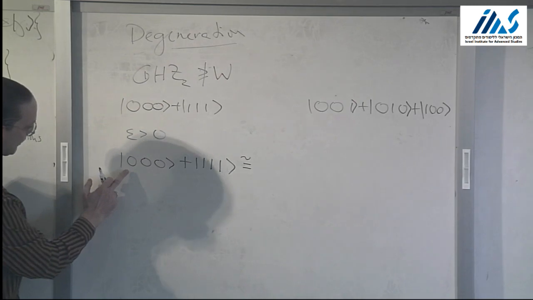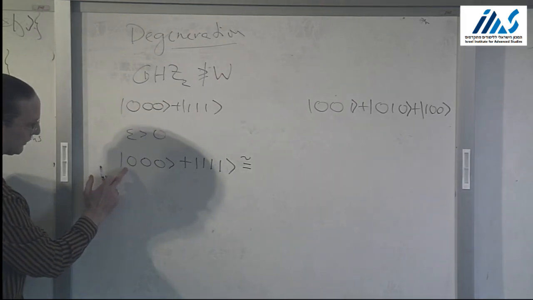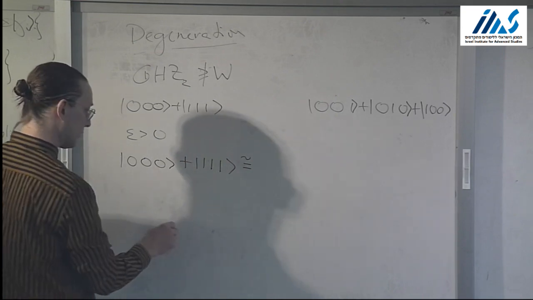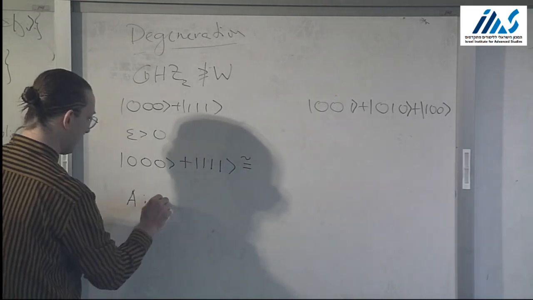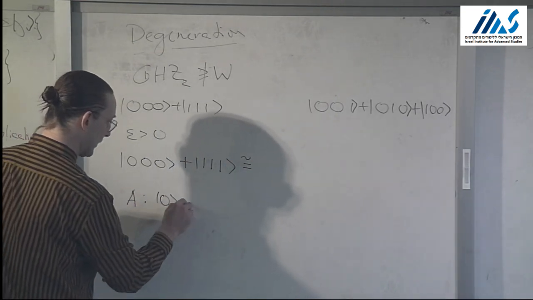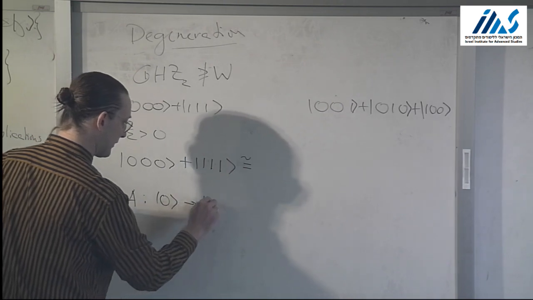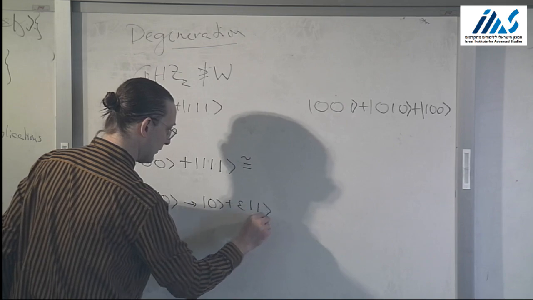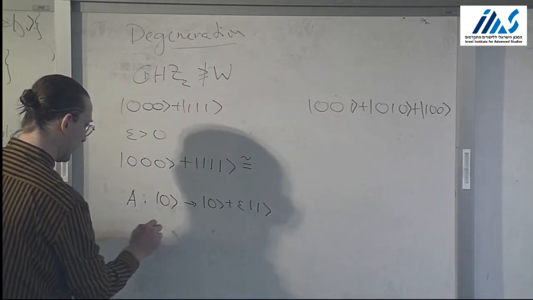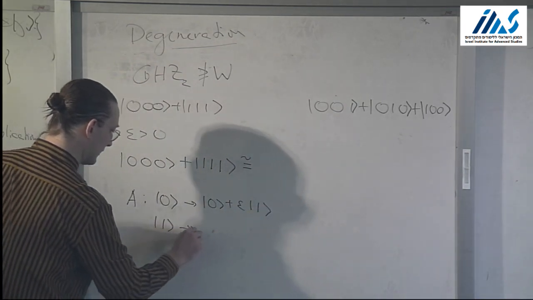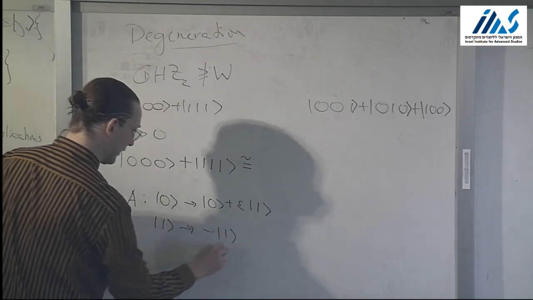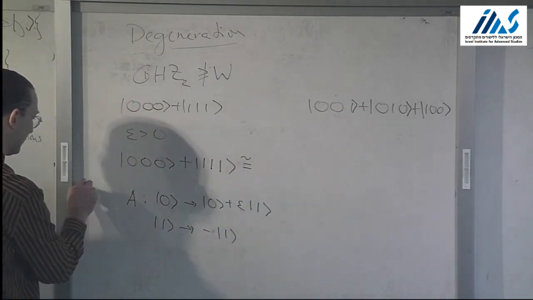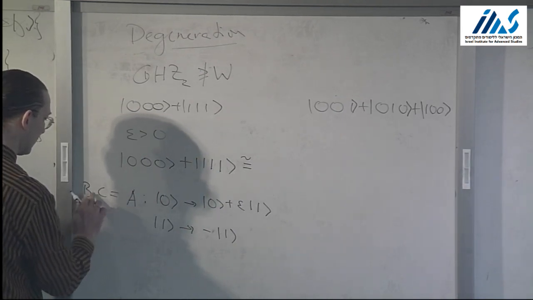So basically my map is going to take the 0 vector and map it. So my map A, I'm defining the map like this. Map A is going to take a 0 and it's going to throw it to 0 plus epsilon 1. And the 1 vector it's going to take to minus the 1 vector. Okay, this is a linear transformation. And I'm going to take B and C to be just the same. They're all the same.